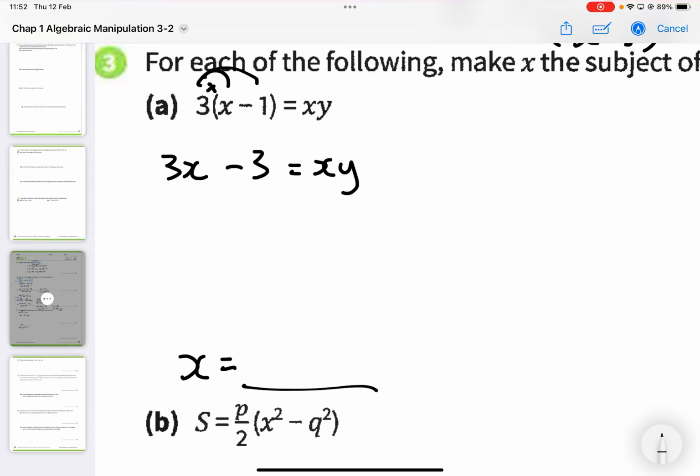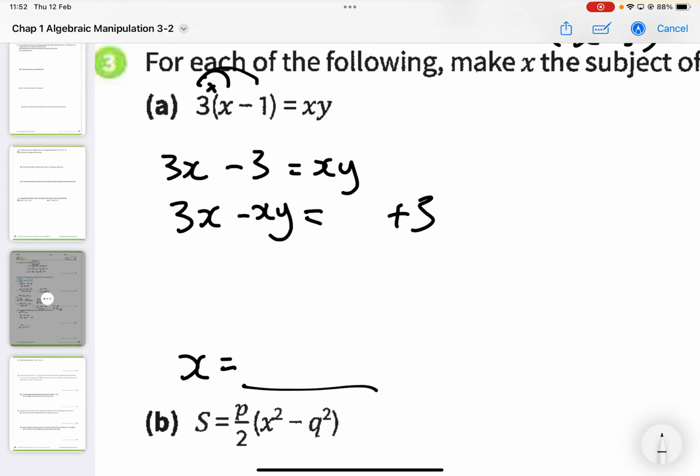Minus 3, add 3 will disappear. Okay? But when I add 3, it will become on the right hand side, add 3. Then this cancel out already. Then my xy, I don't want it to be on the right. I want it to disappear from the right. So in an equation, I need to minus xy from both sides. xy minus xy, it will disappear. Then on the left, it will appear as minus xy.